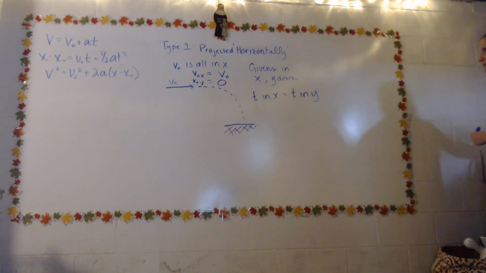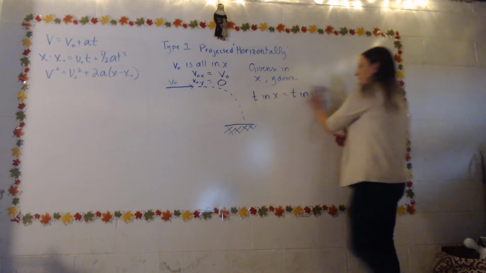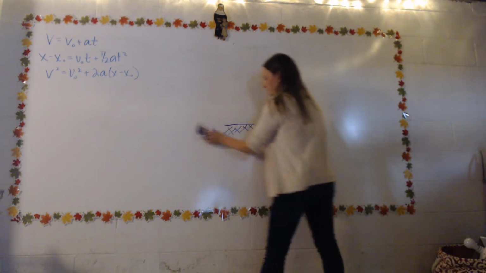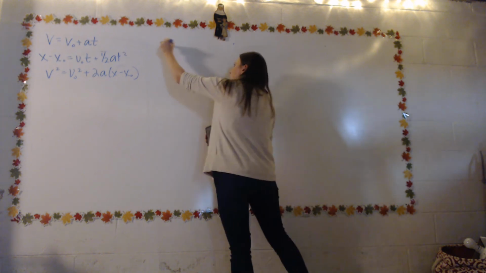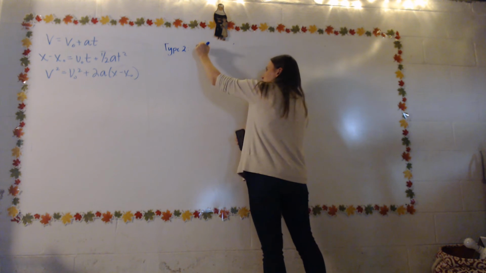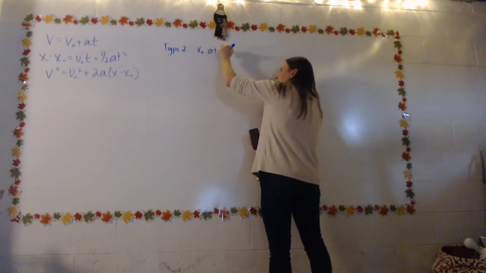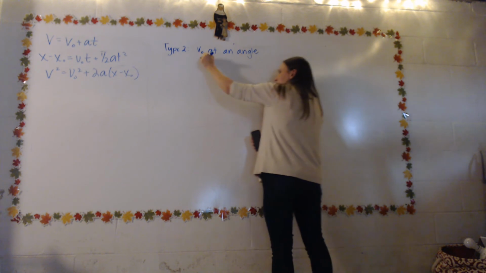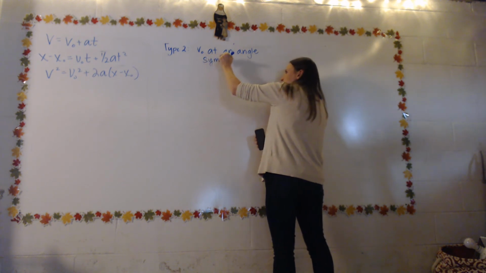Okay, a type 2 problem is where you have an initial velocity at an angle and you have a symmetric trajectory. So remember, trajectory is path.